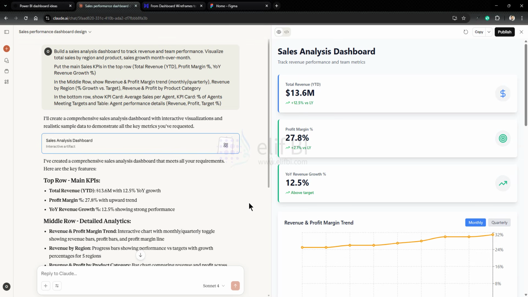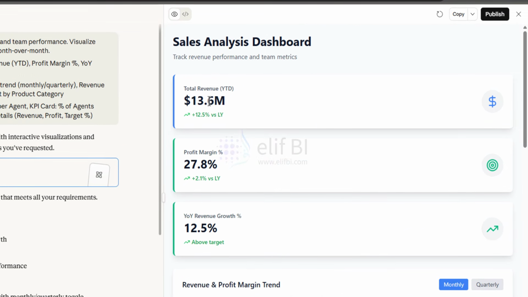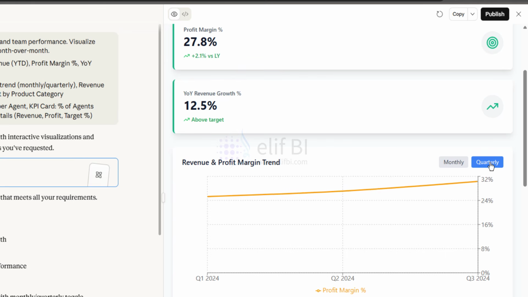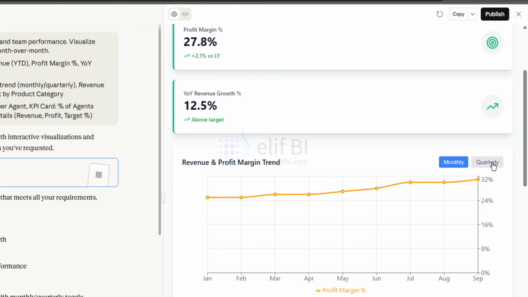At last, it has created this dashboard, which is quite linear in the style, but at least we can get some of the styles for the KPI cards. This one looks quite clean, showing me the total revenue, profit margin, year-on-year revenue growth, and then it shows me the revenue and profit margin trend. Of course, I would want to see the quarterly one, so it's quite nice that I can control it in terms of monthly and quarterly.